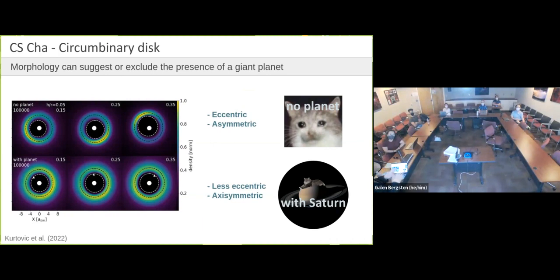Now, eccentricity is not the smoking gun to find a gas giant in a circumbinary disk. You can temporarily achieve low eccentricities in a circumbinary disk if you have certain physical parameters for the disk and for the binaries. However, you can't achieve axisymmetry and low eccentricity without the presence of a gas giant. So it seems like the combination of those two parameters in an evolved circumbinary system would tell you that a gas giant must already be formed in there.